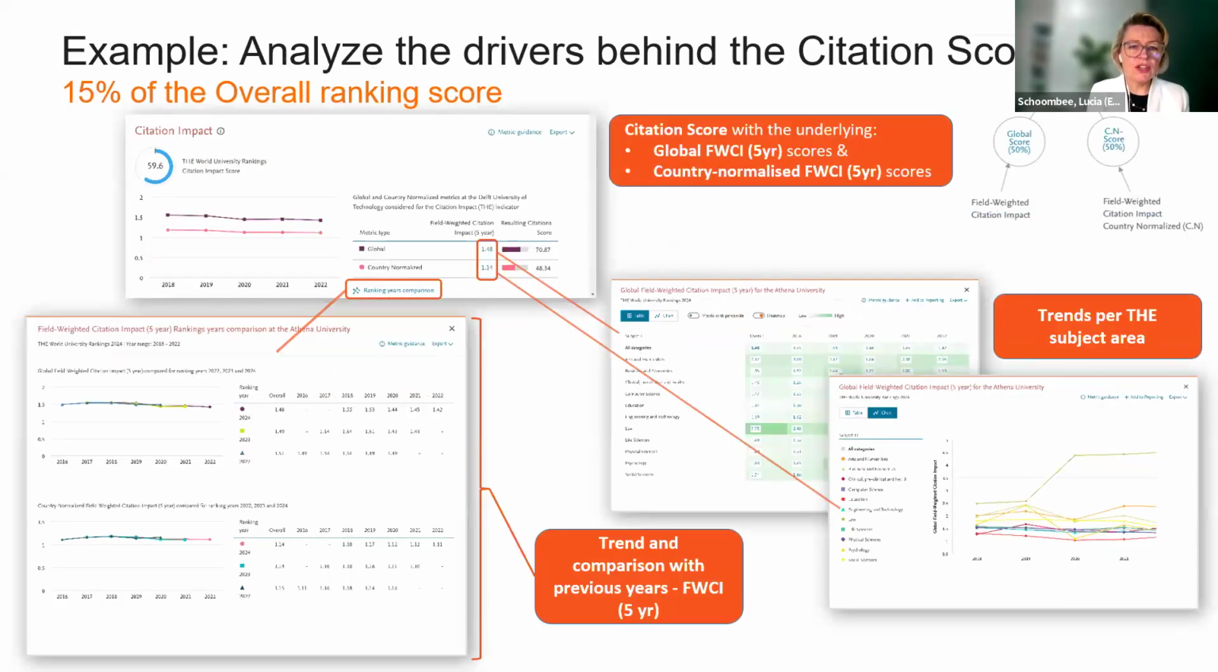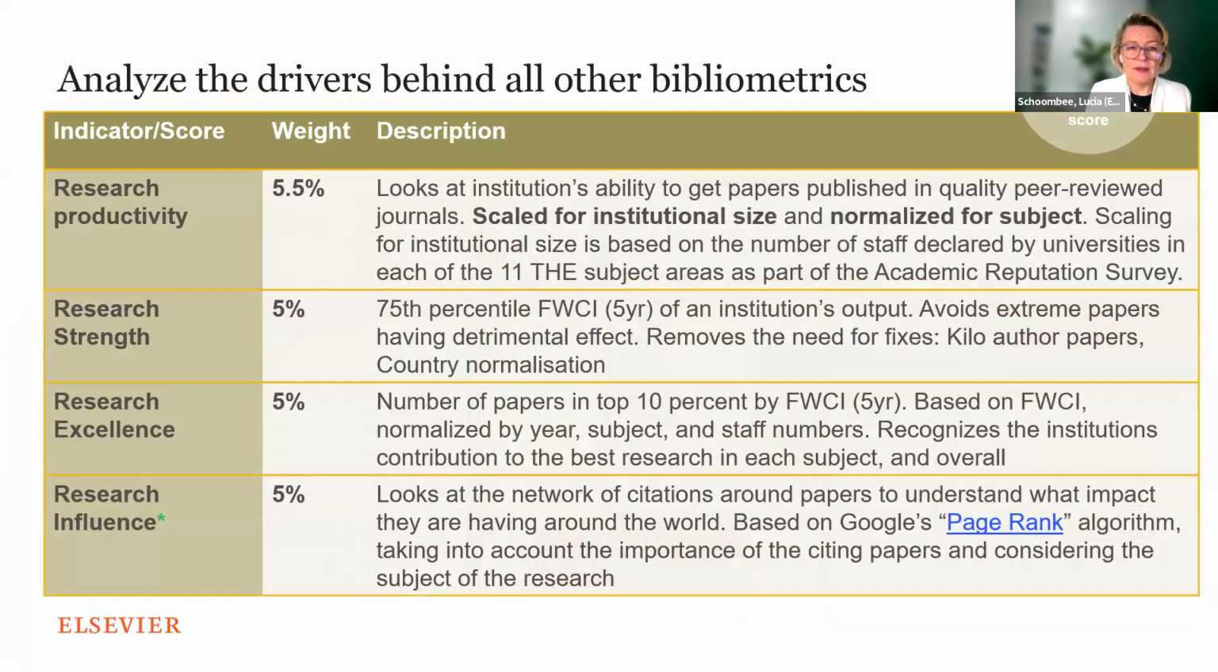So this is just a screenshot to show the different ways in which the citation score can be viewed within SciVal, but I'm going to focus more on this when we get online. But you can see the global field-weighted citation impact for the institution. You can see the country normalized one. You can see across different times how it's progressed, and then you can also compare that with other institutions, right? But I'll focus on that later.